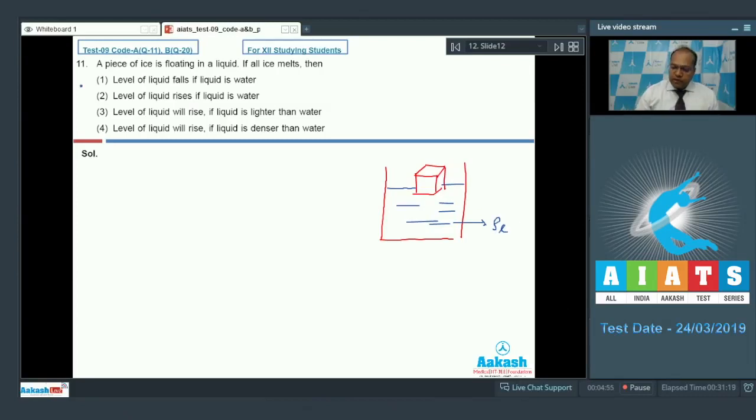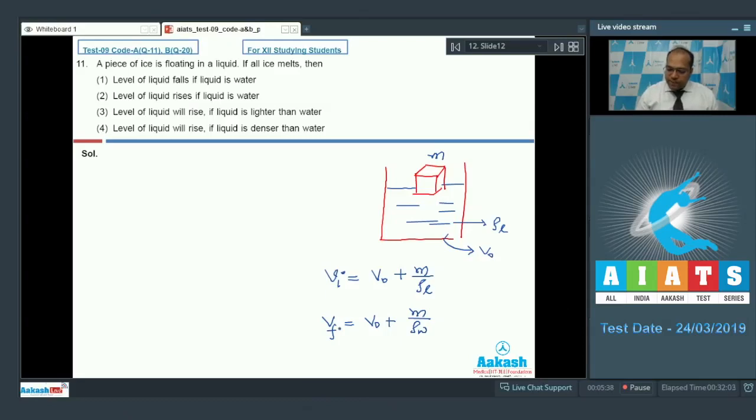Now, if I find out the initial volume when the ice is floating, then the initial volume is the volume of the liquid. Let its volume be V naught. So V naught plus, if m is the mass of ice, then m divided by density of liquid. This is the initial volume of this system. Finally, when the ice melts, the final volume is the initial volume of liquid plus mass of ice divided by density of water, because now the ice has melted.